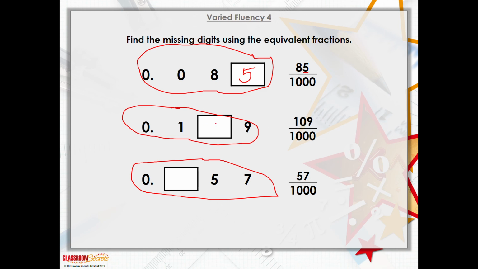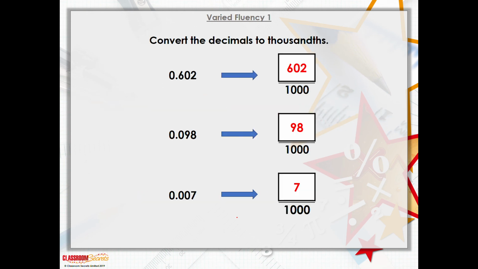When we look at the next one, we've got 109 thousandths. So what would go here? A 0, to make it 0.109, 109 thousandths. And finally, what would go here? We've got 57 thousandths. What would I need to put here? It would be a 0. It would be a kind of placeholder in the tenths column. I don't have any other digits to put in, just a 0. So 0.057.